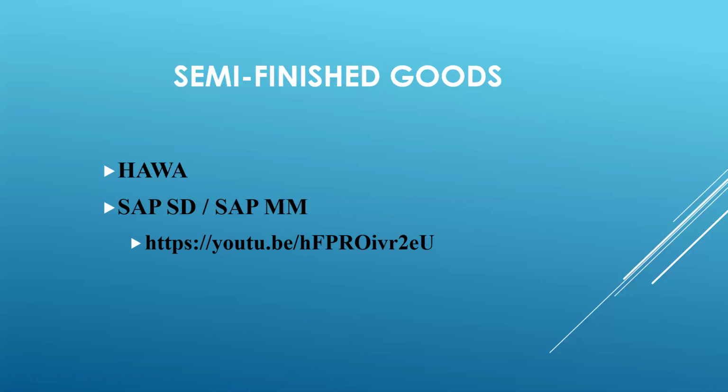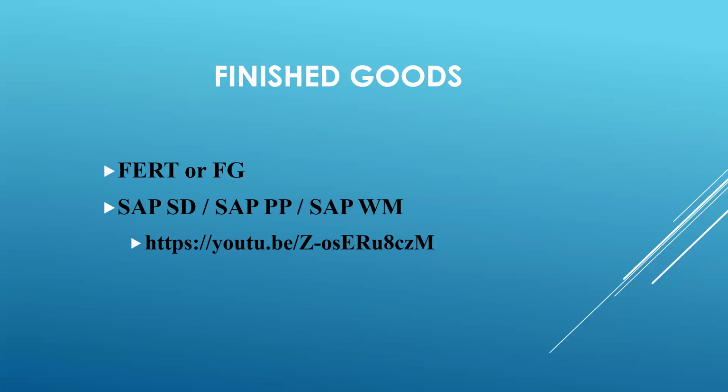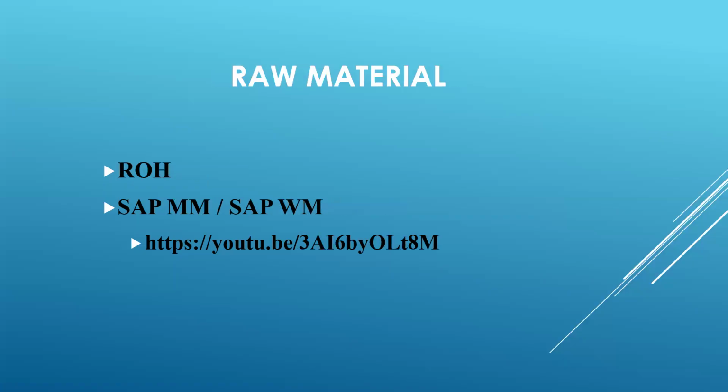Next, semi-finished. Who's responsible? The material type is HAWA, H-A-W-A. And who's responsible? SAP SD and MM. The link has been provided in the description. Check the link. Semi-finished is trading goods: buy the material from the vendor, sell it to the customer. Finished product is manufactured inside the plant. Raw material is bought from the supplier.